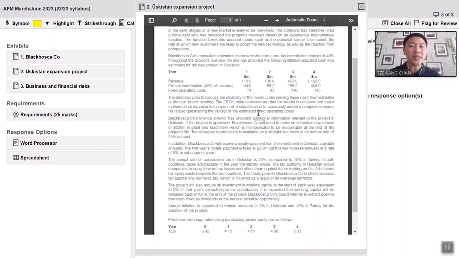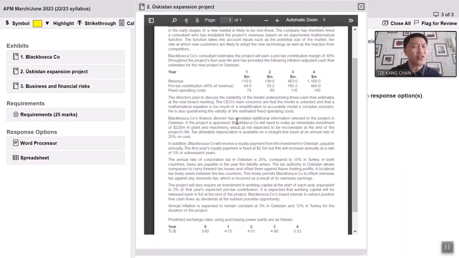Other than that, it starts telling you about the skepticism raised by the CEO about the financial modeling that requires further verification. But anyway, that is not the main purpose of this video. Let's go on further to talk about what the additional financial information is.